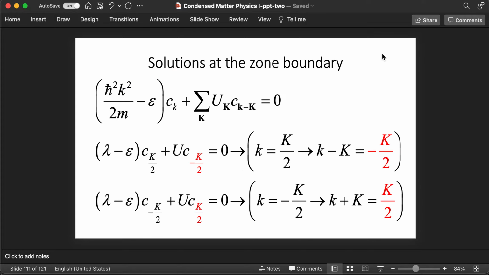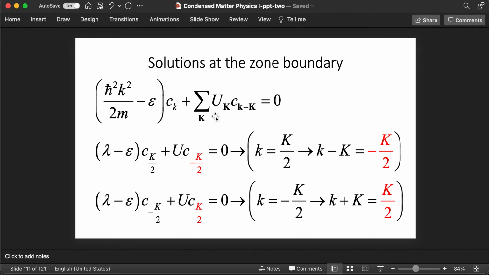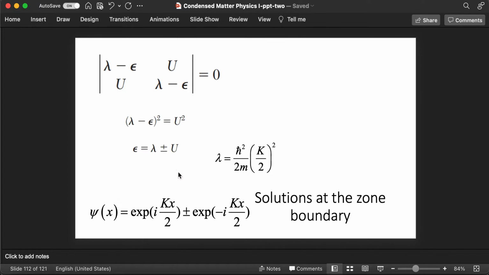So immediately I have these two equations now. The only way for these equations to have a solution is for this determinant to vanish, and I can immediately write this, and my solution at the zone boundary can be written as lambda plus or minus u, and that's where you can see that the periodic potential sits. I have not mentioned it before, but in the Schrodinger equation I've simplified it so that all those uk's are the same, and I've just taken the same u.